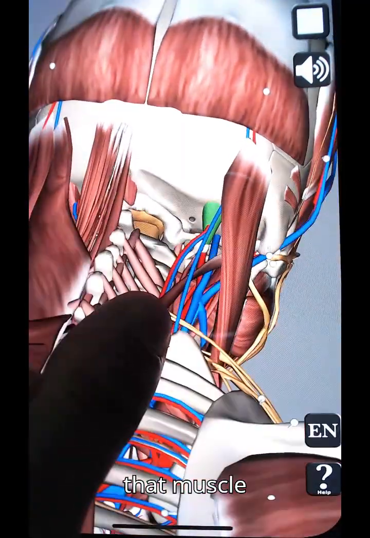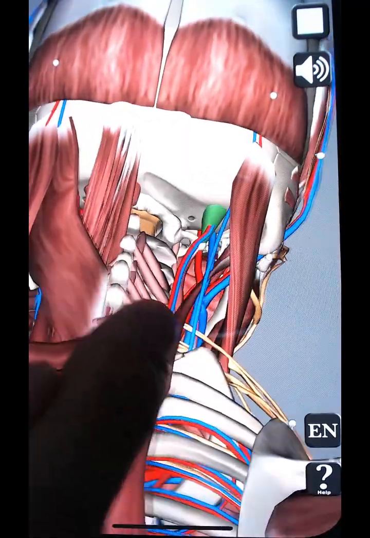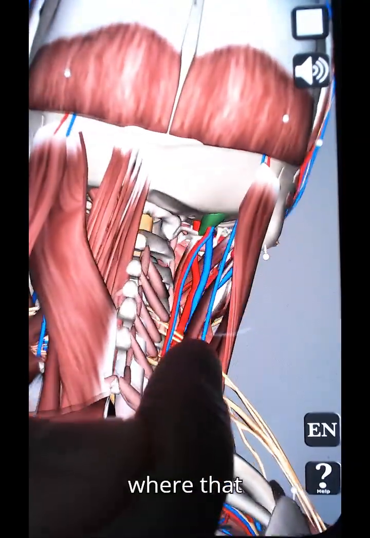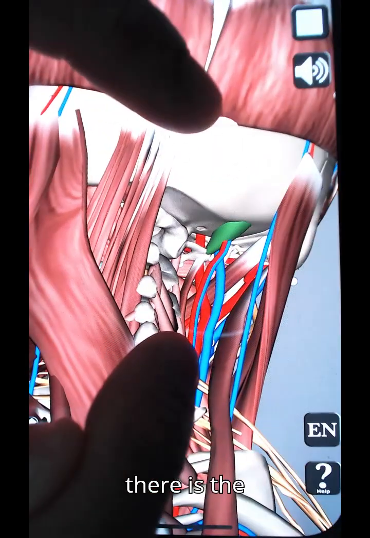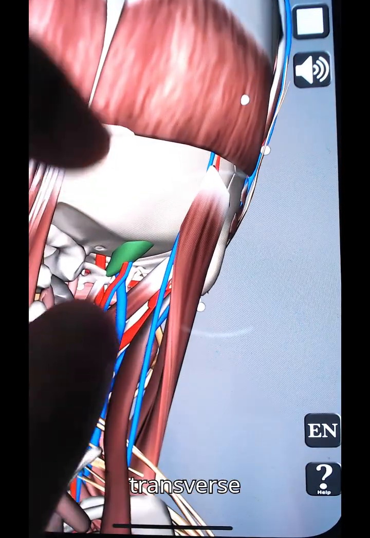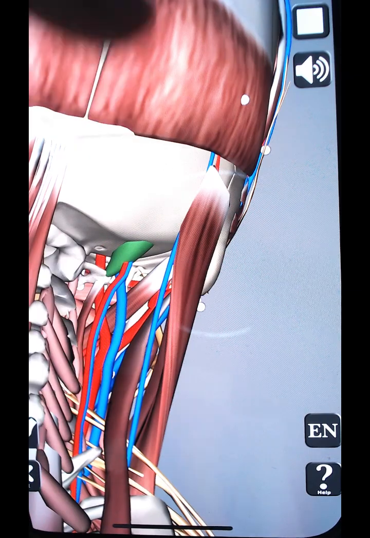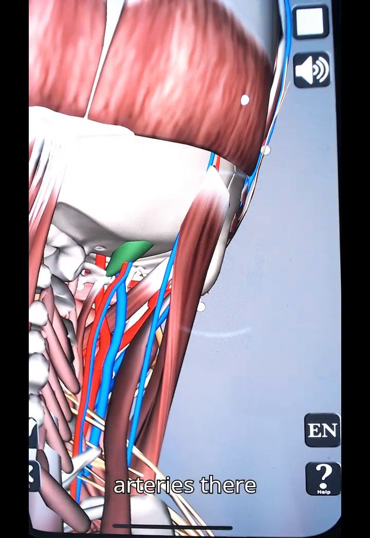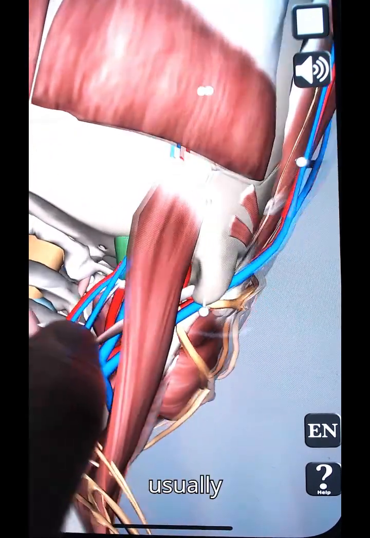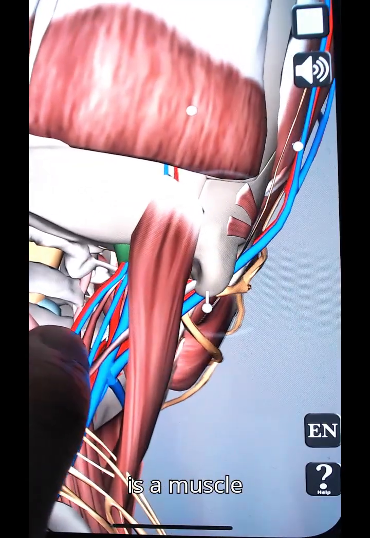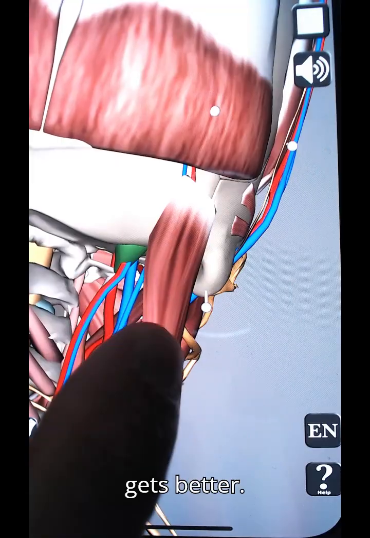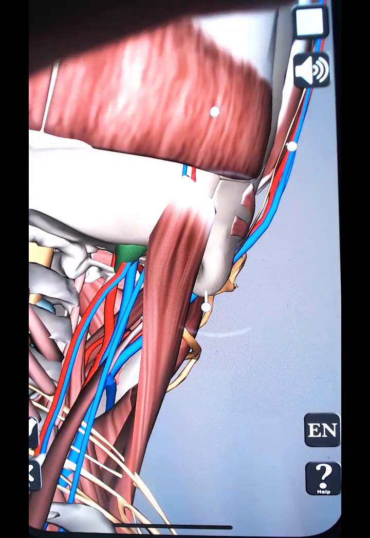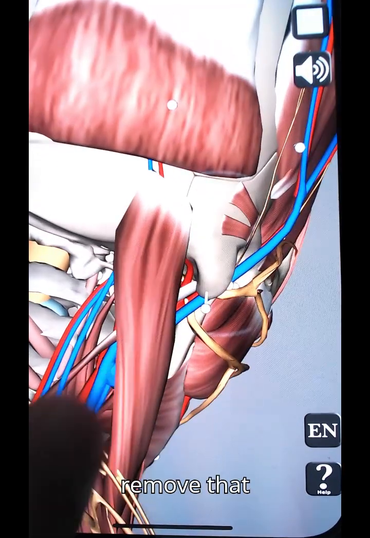Again, that muscle, you've got an artery and a vein coming right out through there. And you see where that atlas is. It's deep, deep, deep in there, the atlas transverse bone right about there. And you can see how much artery is there. That's not a muscle that I usually massage. That is a muscle that, again, with stretching or even icing, gets better. That's the safer way to knock out that muscle. We're gonna remove that muscle.